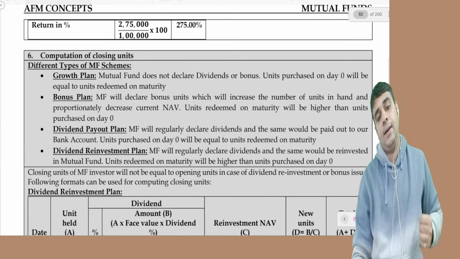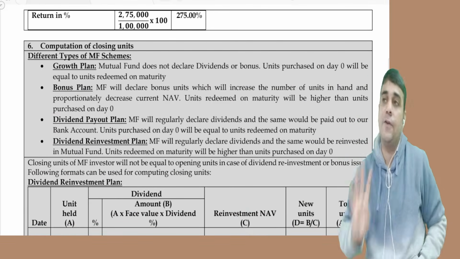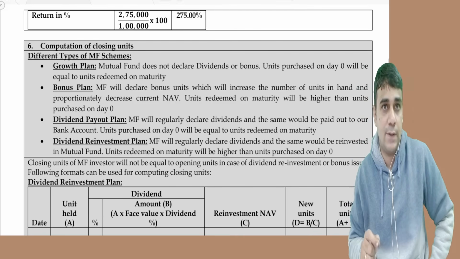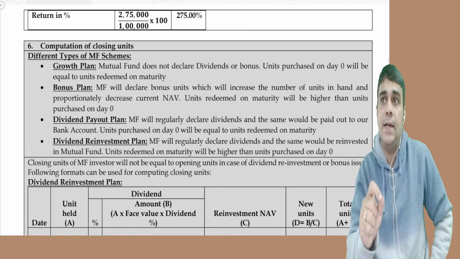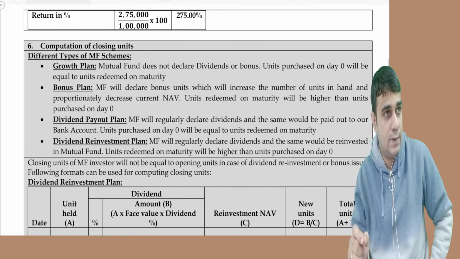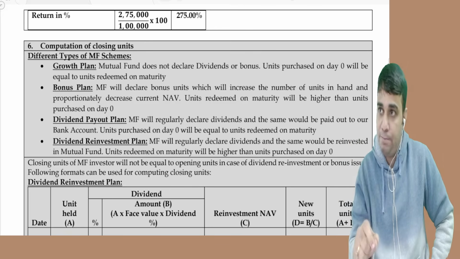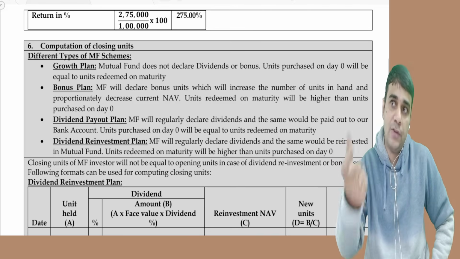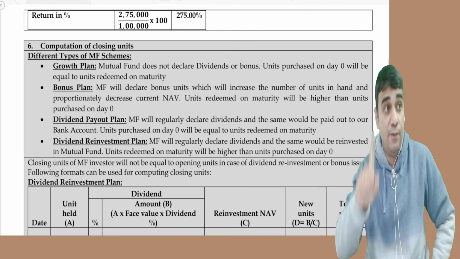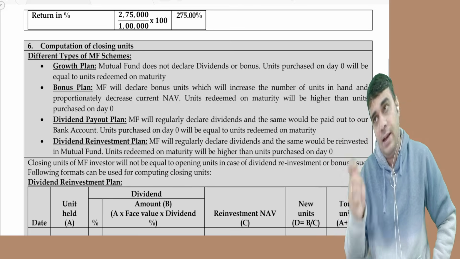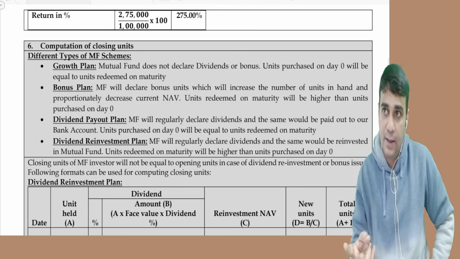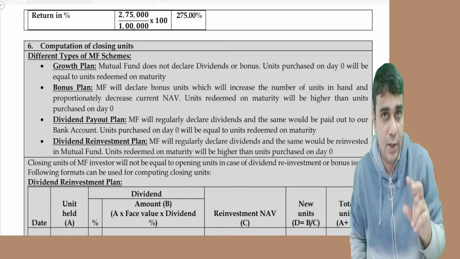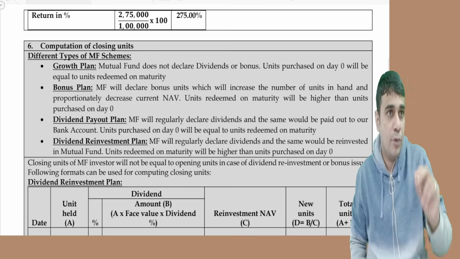In the practical world, totally 4 types of plans will be given by a mutual fund. What are the 4 types of plans? When you create a fixed deposit, the bank will say interest can be reinvested and added to the principal, or interest can be paid out. So you have interest payout and interest reinvestment in a fixed deposit. Like that, we had dividend payout and dividend reinvestment, but there are two more plans called growth plan and bonus plan.